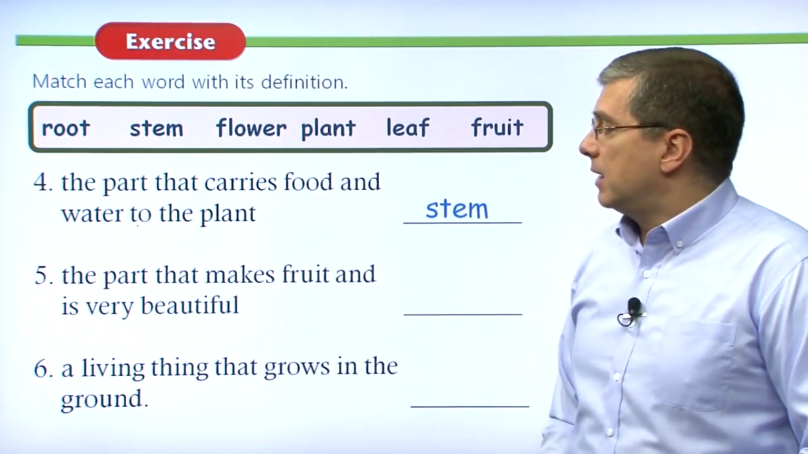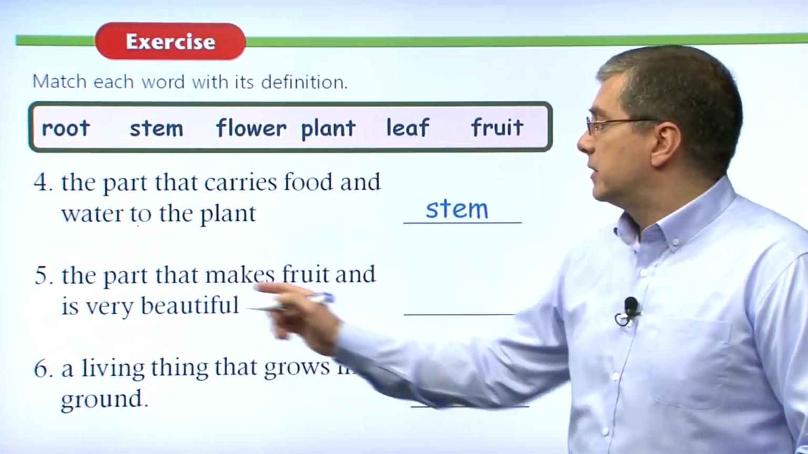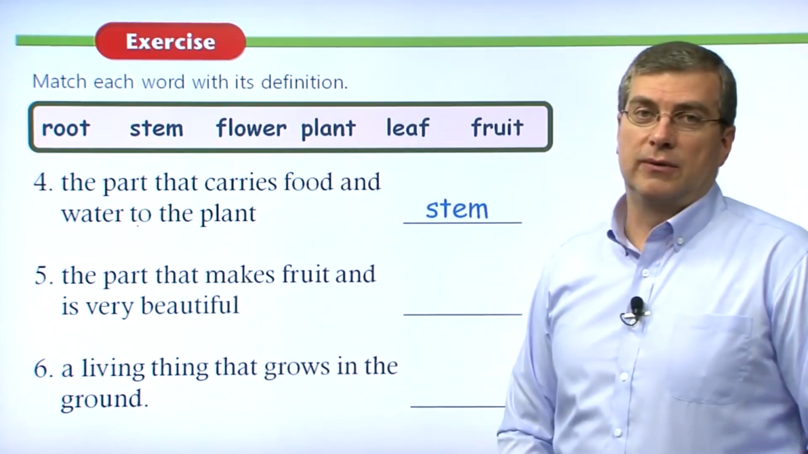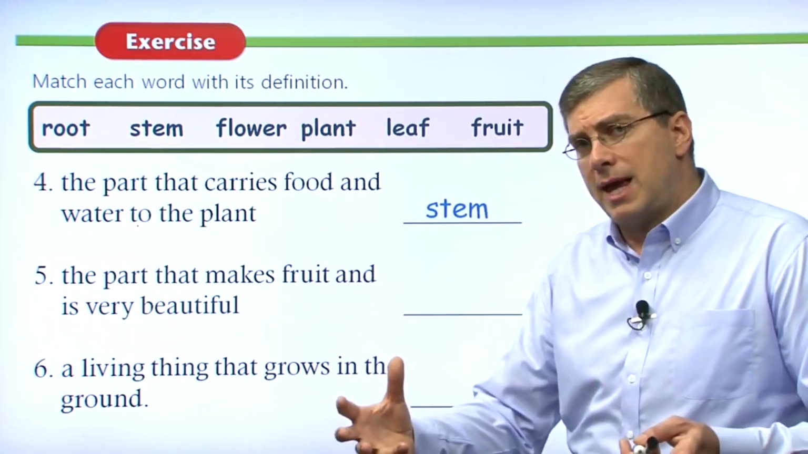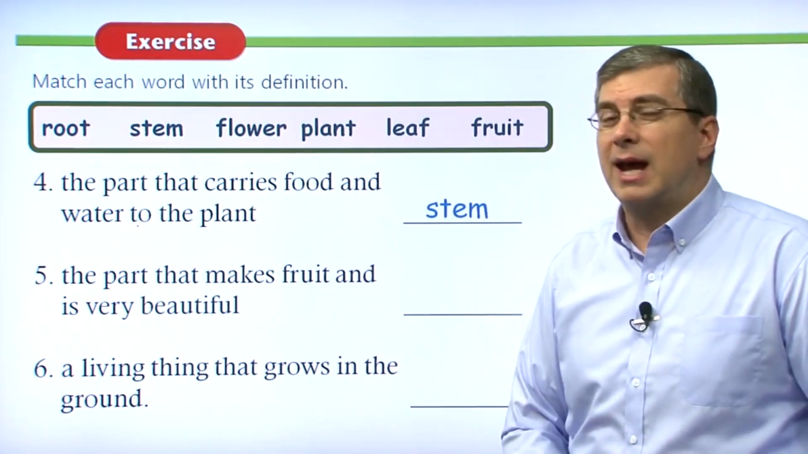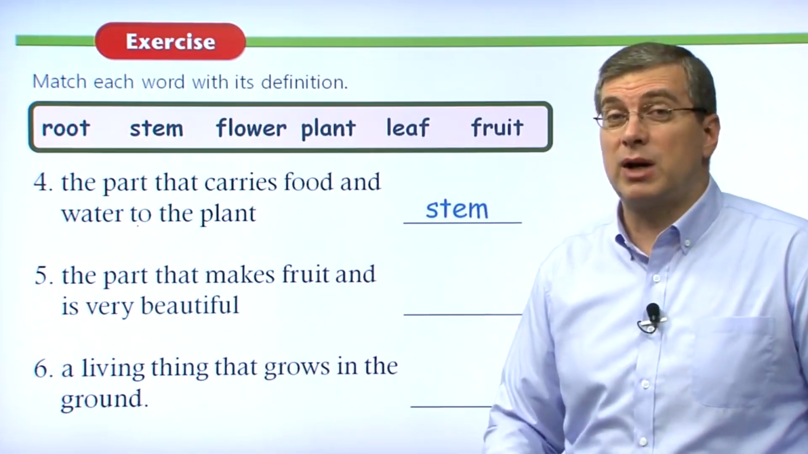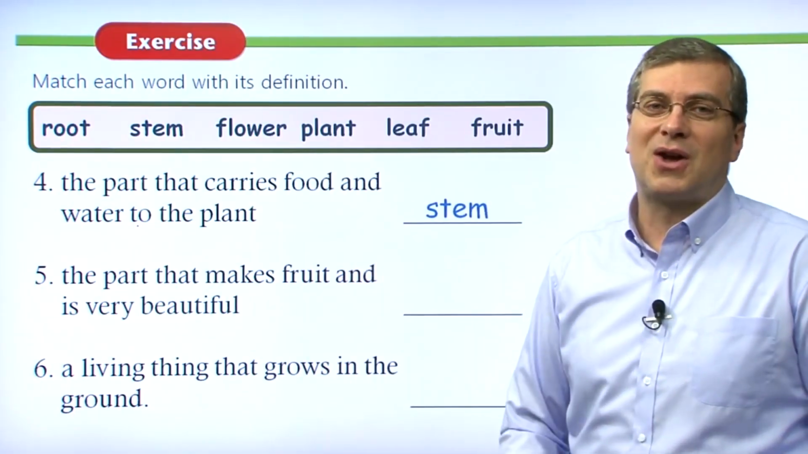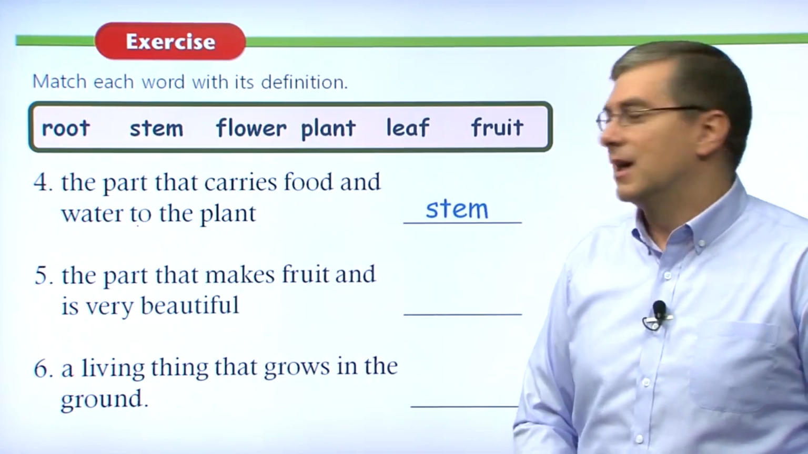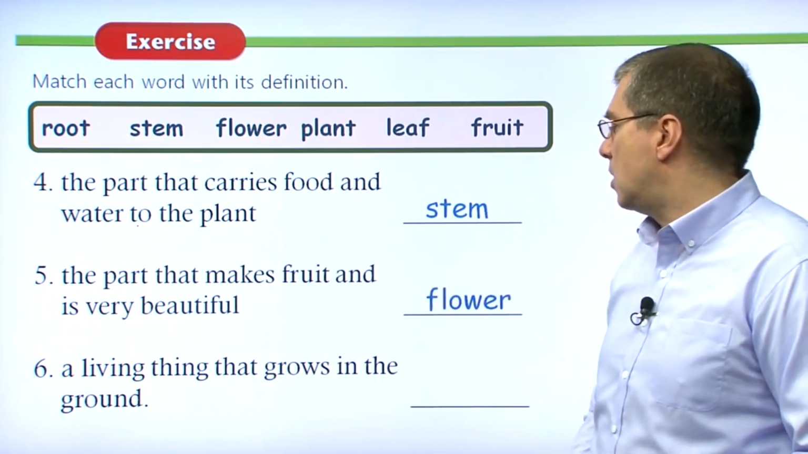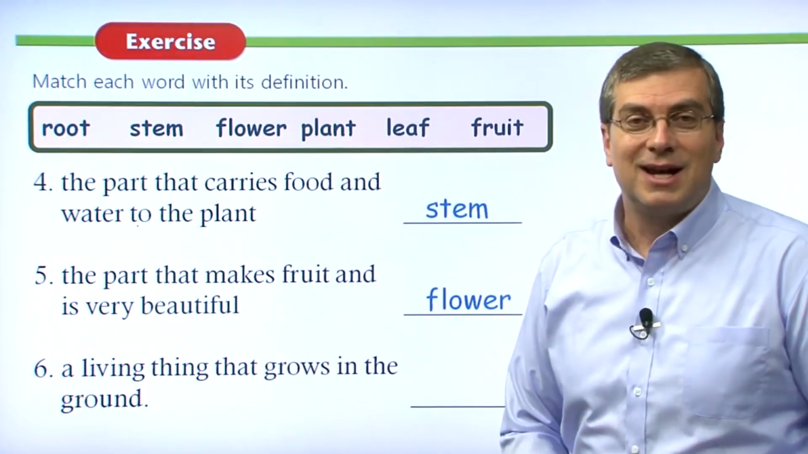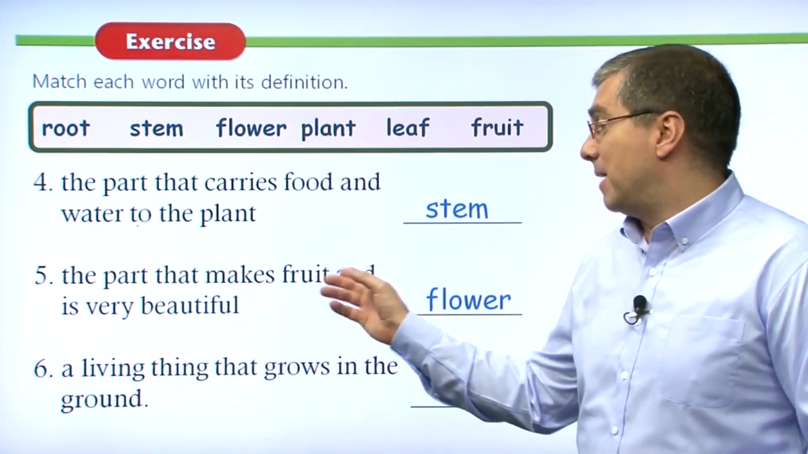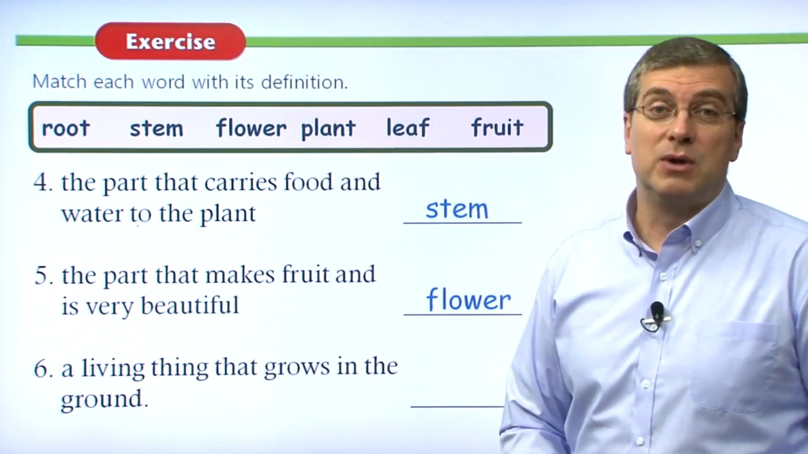Okay, number 5, the part that makes fruit and is very beautiful, right? Before fruit comes out on the plant, what is there on the plant? And remember, it's very beautiful. In the spring, you can see many beautiful colors because of these. And of course, this part of the plant is called the flower. The flower is the part of the plant that makes fruit and that is very beautiful.